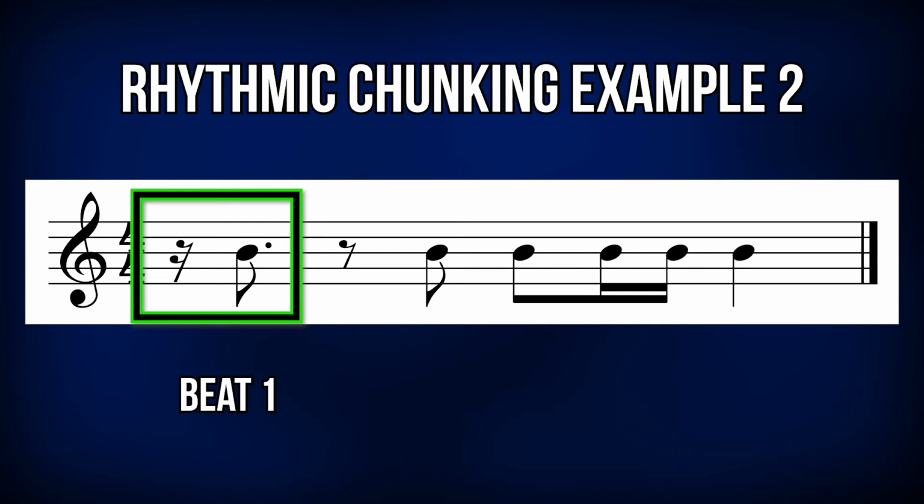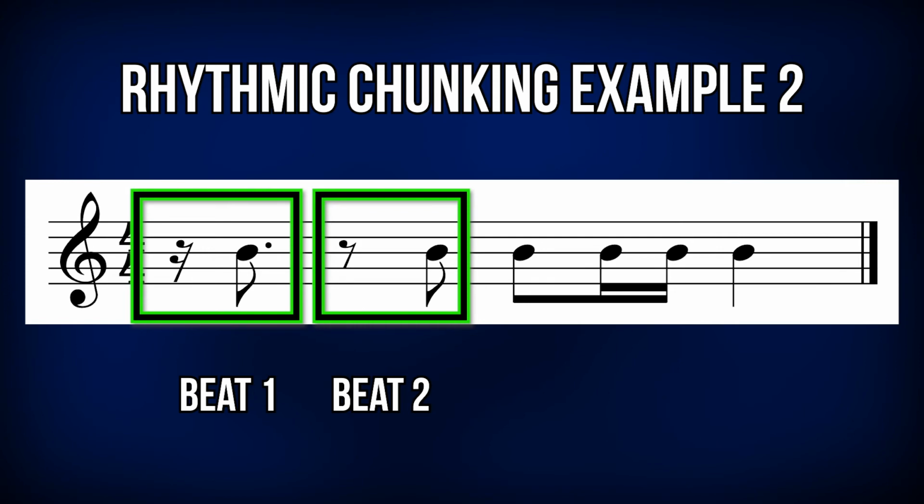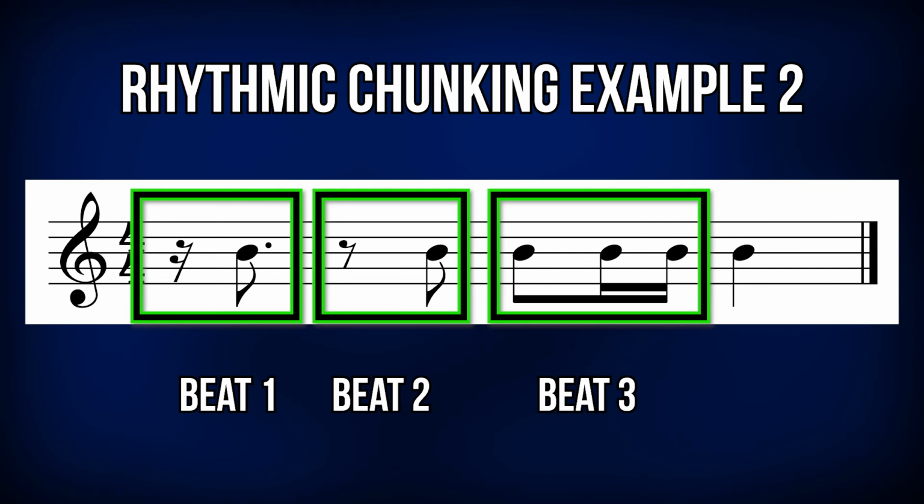Then the next beat, beat 2, has a rest on the downbeat, and then it has an eighth note on the end of 2. So that's 1 beat there. And then finally, we have on beat 3, eighth note and 2 16th notes. And then beat 4 has a quarter note. So that group of the eighth and 2 16th is 1 beat. And then beat 4 is just a quarter note. So that's its own beat.